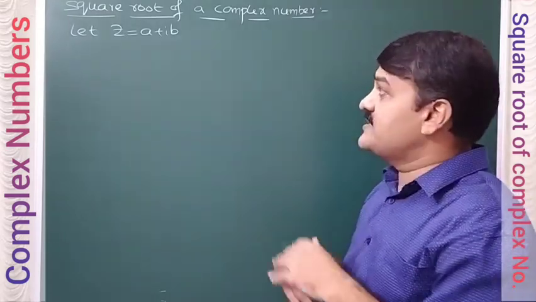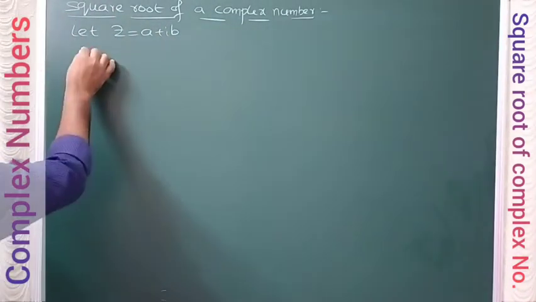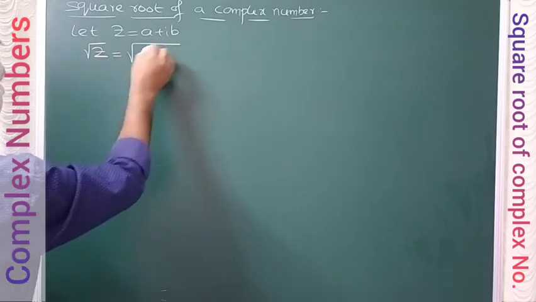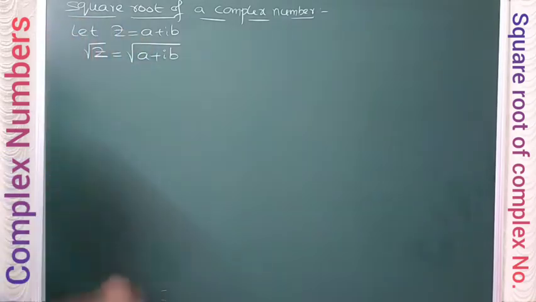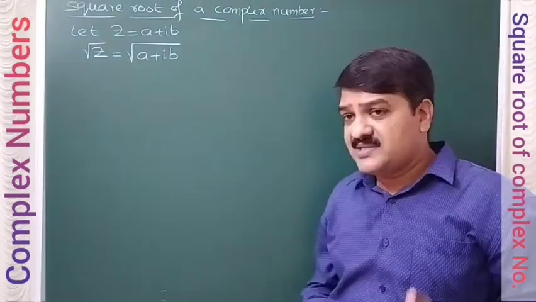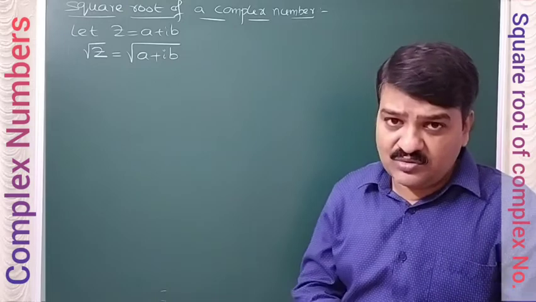So if I take z as a plus ib, the square root of a complex number means root z, root of a plus ib. So we are interested in finding this. The square root of a complex number can generally be complex or real, anything, but we don't know which.